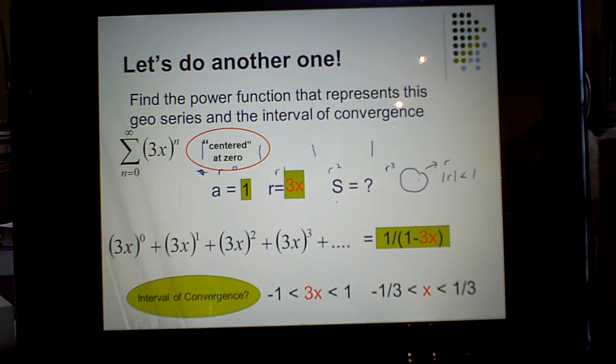And we say that this is centered at 0 because 0 is where the polynomial, you can chop off at 0, and you don't need all the rest of the terms. If you plug in 0 for x, you will get exactly 1 divided by 1 minus 3x.